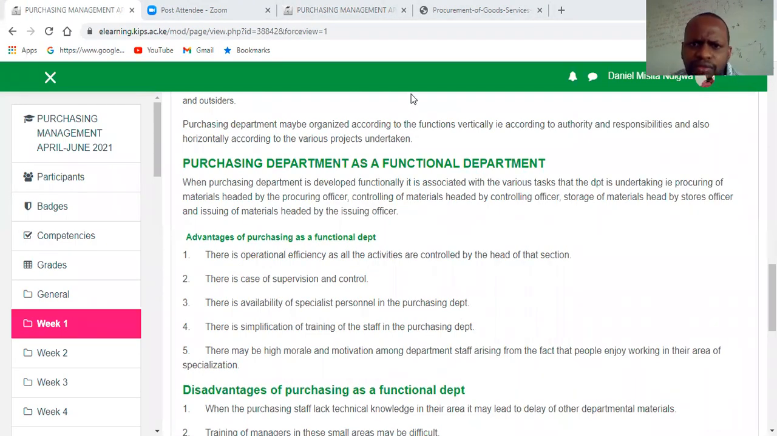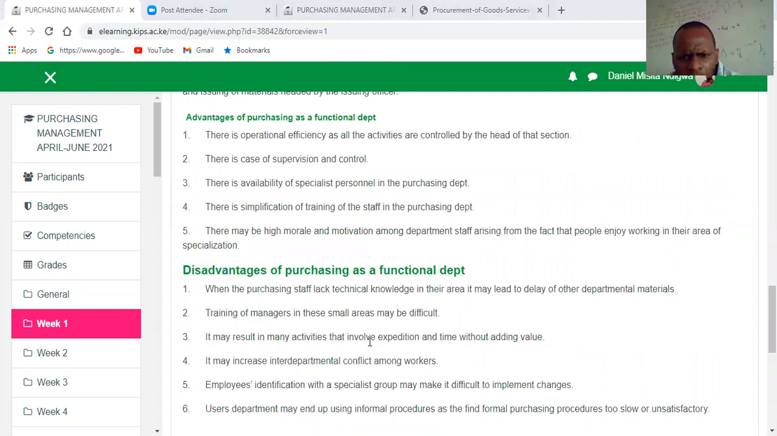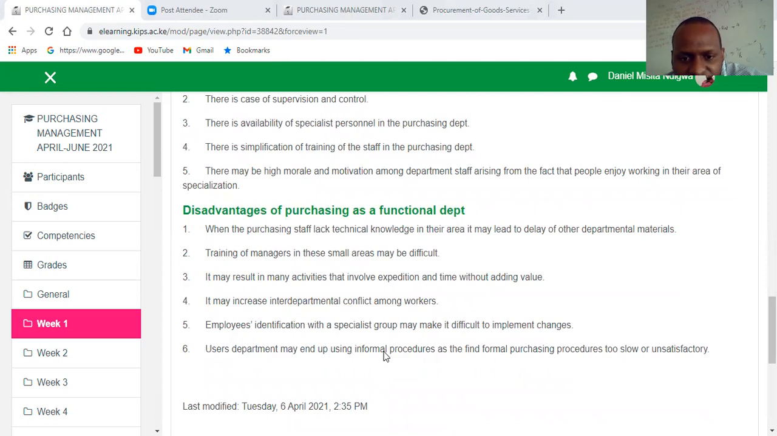The other thing is that there is availability of special personnel in the purchasing department. Because different people have different expertise in those areas, it becomes easier for you to do that. The other thing is simplification, which is very critical. You'll be able to simplify the procurement process when you organize the department as a functional department. There will be high morale and motivation because people will know what they really are supposed to do within the organization. So one of the disadvantages of purchasing as a functional department, number one, is lack of technical knowledge.